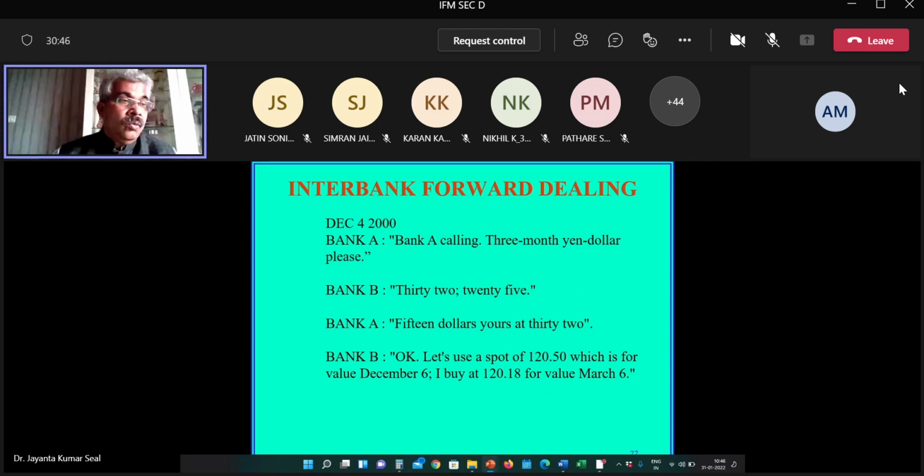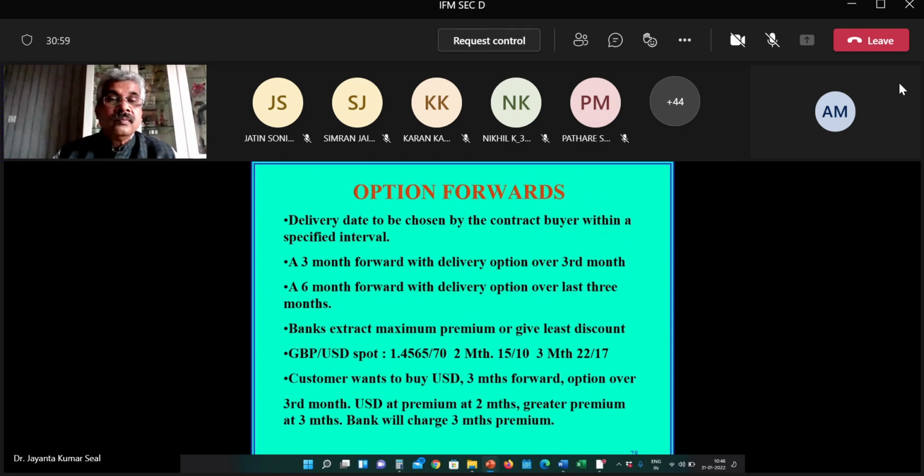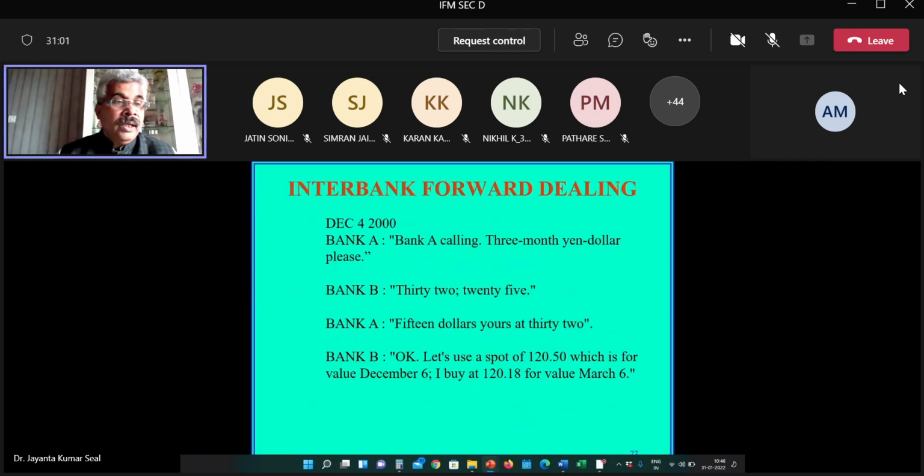So these are all who participate in the forward market. As you know, you and me, we cannot participate in the forward market. Why? Any question on this transaction? No. So you and me, we cannot participate in the forward market. Why can we not participate in the forward market?